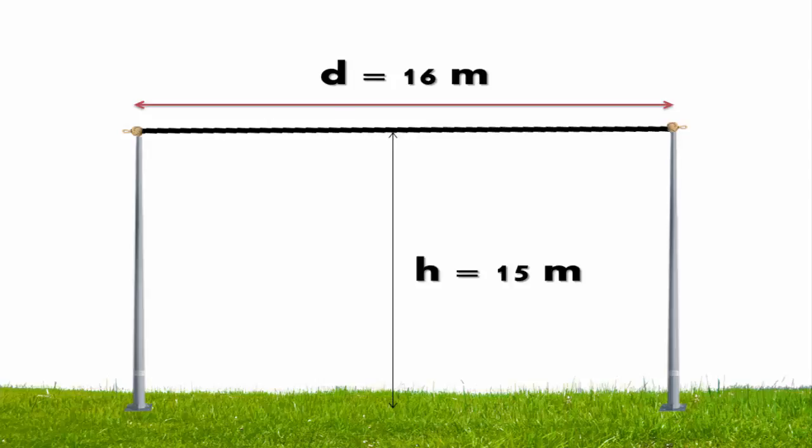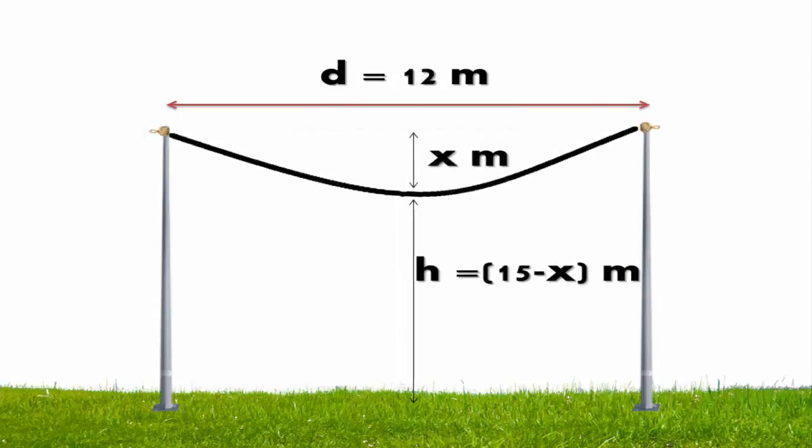So if we bring the two poles closer to each other, the cable starts becoming a parabola, and we think the cable is now x meters lower than its previous position, and we get confused. How can we calculate the x? Do we need to use any parabola equations?